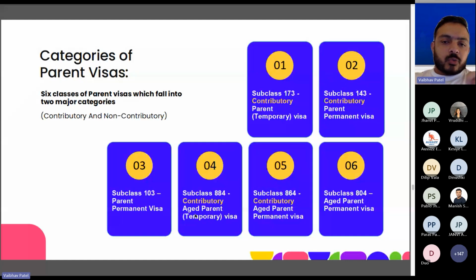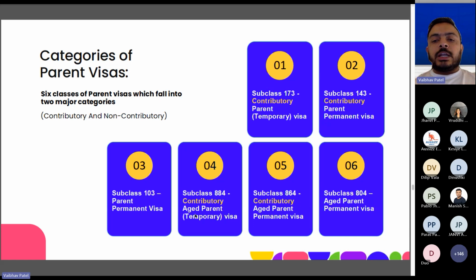So anything that starts with 1 is offshore, and subclass 884 is onshore, subclass 864 is also onshore, and subclass 804 is onshore. The only difference is subclass 173 is quite identical to subclass 884. Subclass 143 is identical to subclass 864, and subclass 103 is identical to subclass 804, except they are offshore. Generally, 173 and 884 is not a very practical visa.